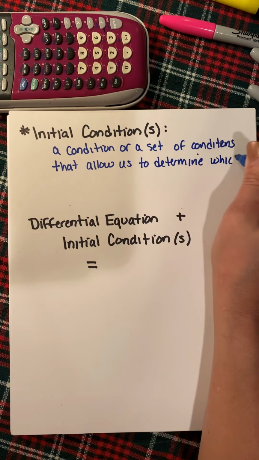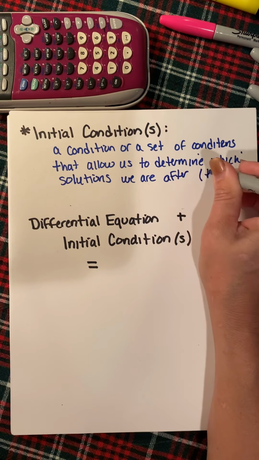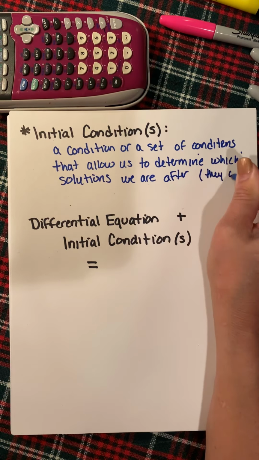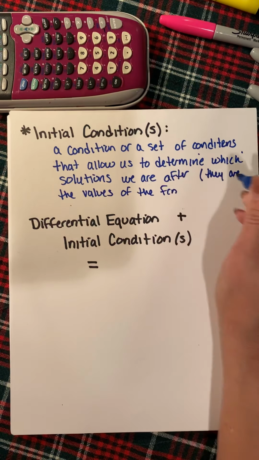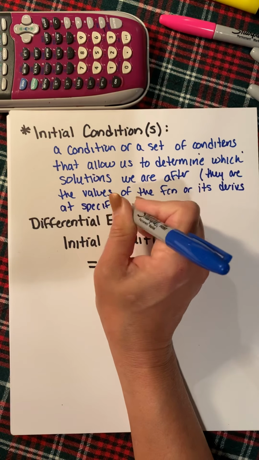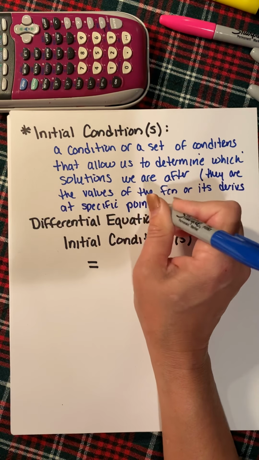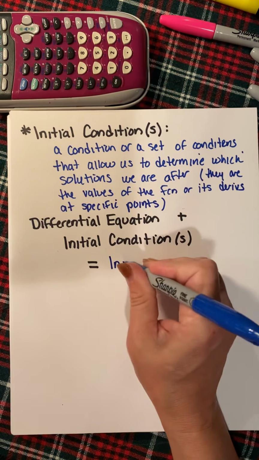They are the values of the solution or its derivatives at specific points. I'll just write that down. The values of the function, fcn is my abbreviation for function, or its derivatives at specific points. And we'll see an example of this in a moment. A differential equation plus initial conditions is called an initial value problem.